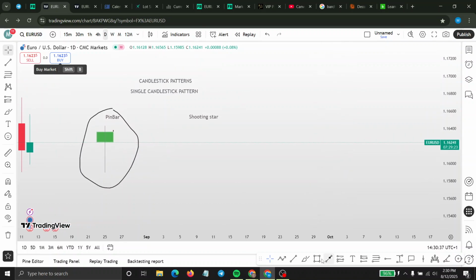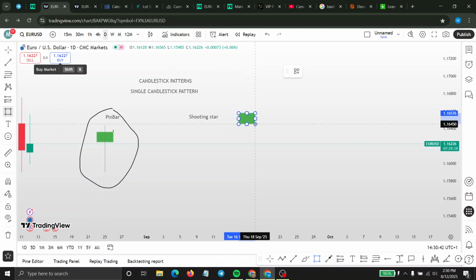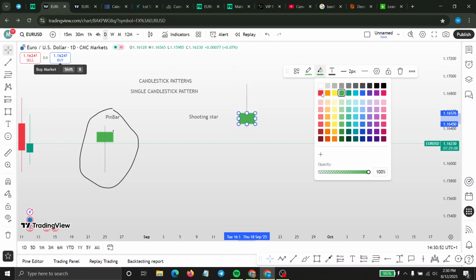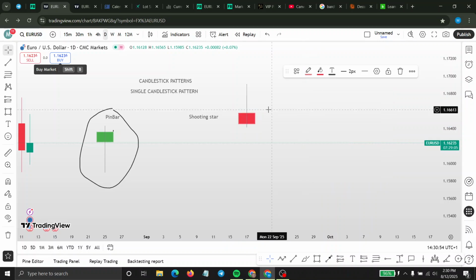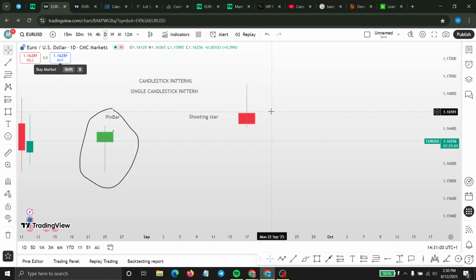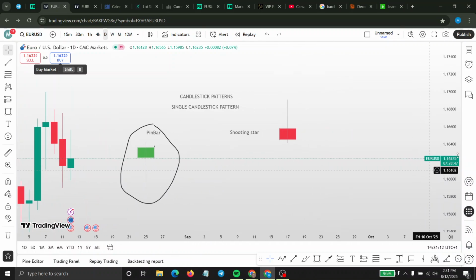So now the shooting star, let's look at how a shooting star forms. Obviously the shooting star is the opposite of the pin bar. So if we are using the pin bar to make a buy decision, we also want to make use of the shooting star for what? For sell decision. And obviously the color doesn't matter on this one again. But let's look at what happened here.